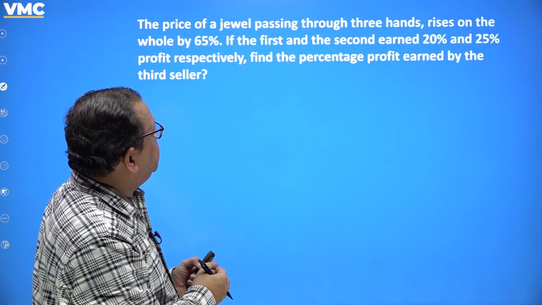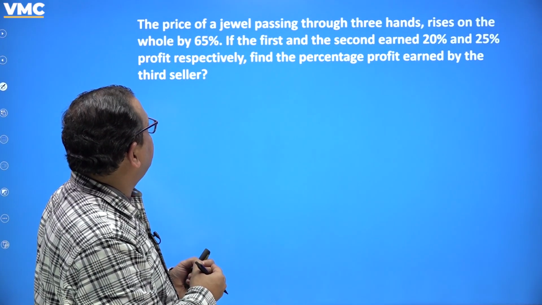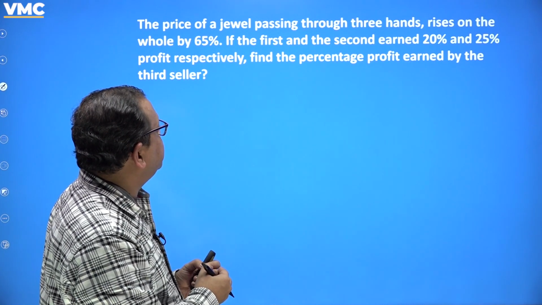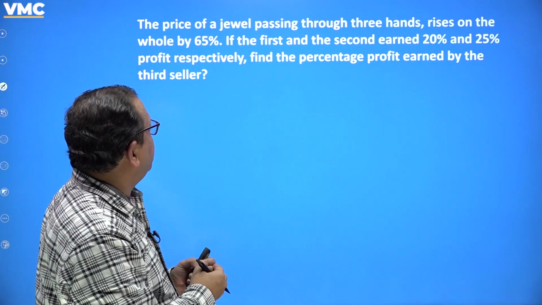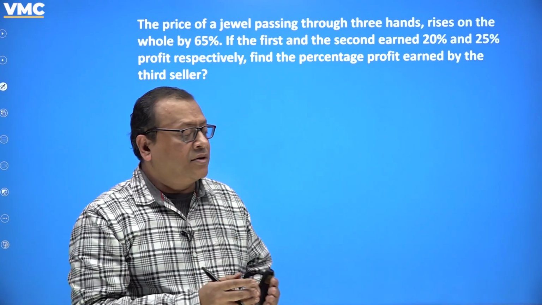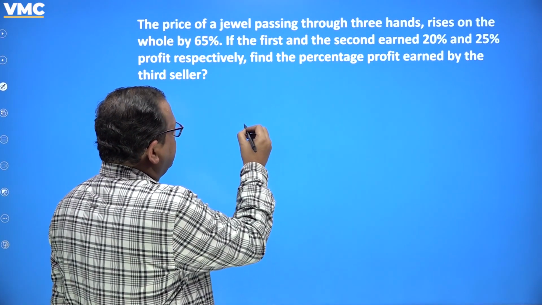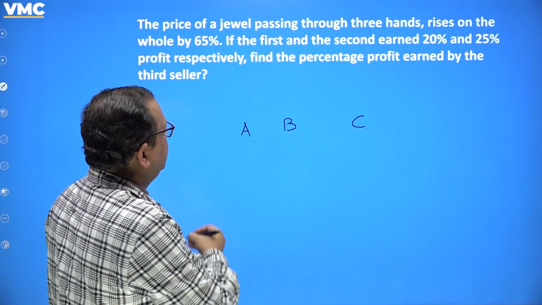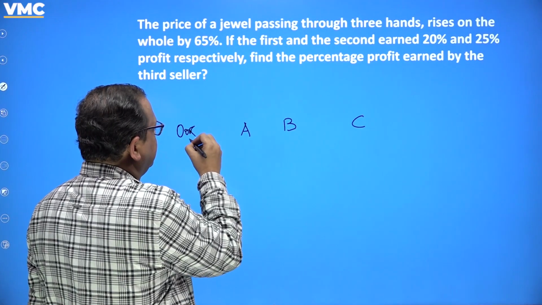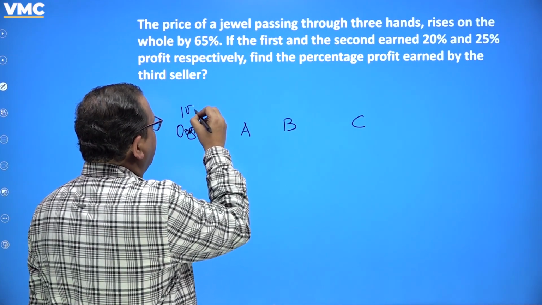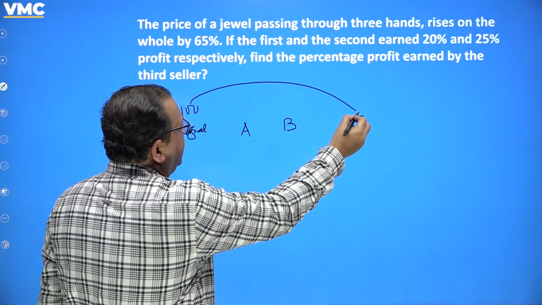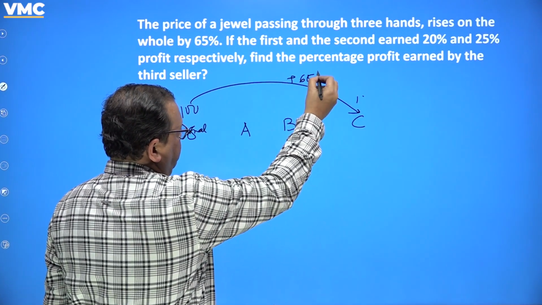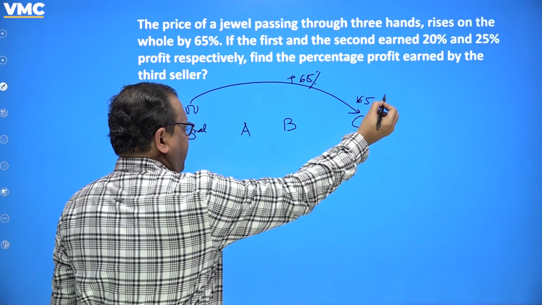The price of a jewel passing through 3 hands rises on the whole by 65%. If the first and the second earned 20 and 25% profit respectively, find the percentage profit earned by the third seller. So 3 hands. The first hand is A, the second hand is B, and the third hand is C. And this is the original person. If the original person gets it to 100, ultimately it passes on here by plus 65%. So it is 165.